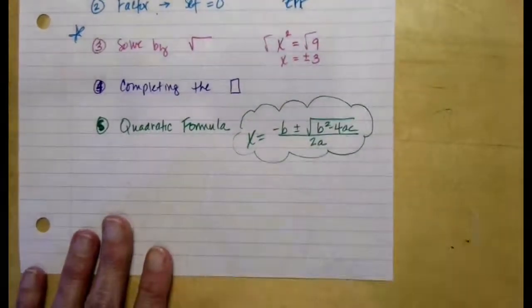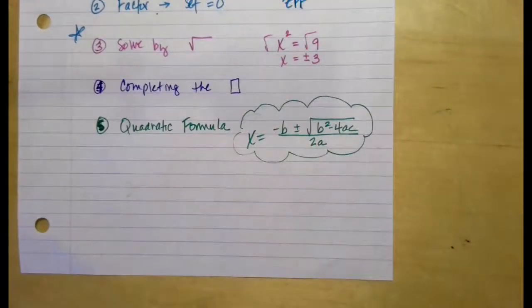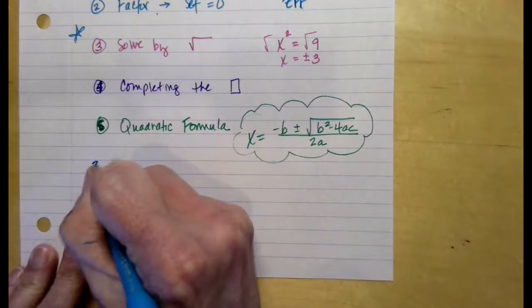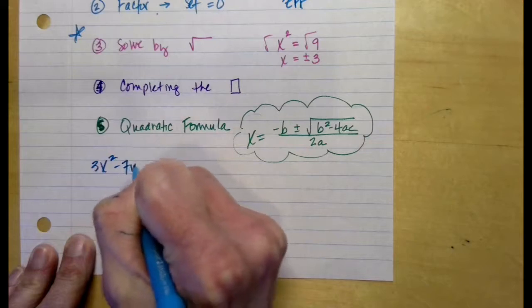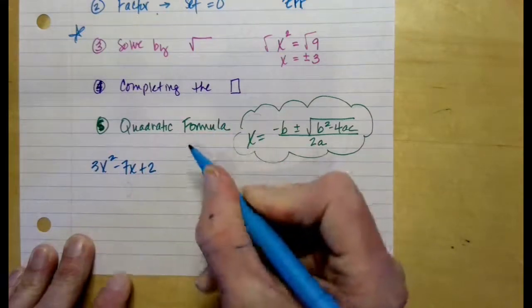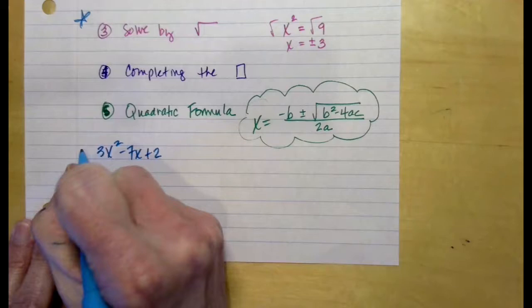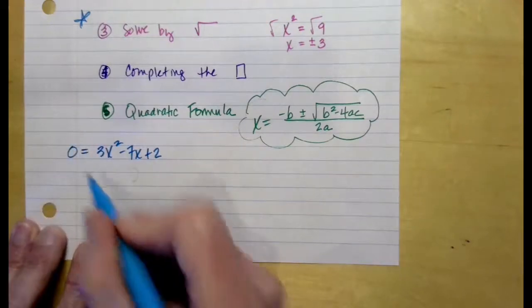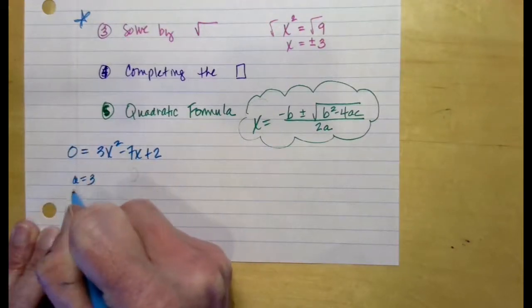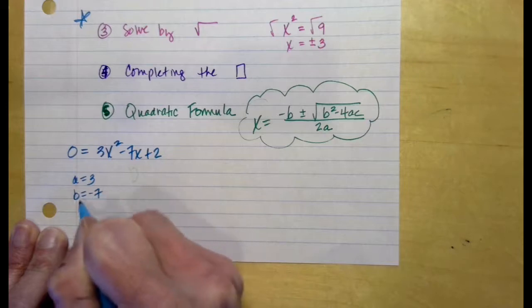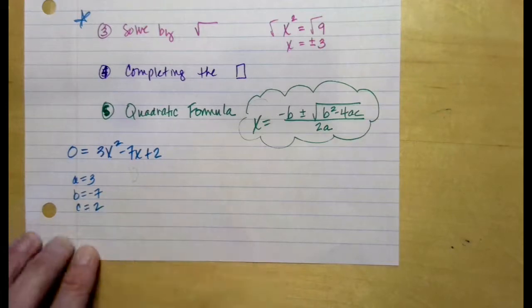Now the quadratic formula is going to be that Mac Daddy that works every single time. When you want to solve a quadratic equation, you can come up with the answers. If I have 3x squared minus 7x plus 2, and I'm looking for my x values, I set it equal to 0. I have my a value, my b value, and my c value.